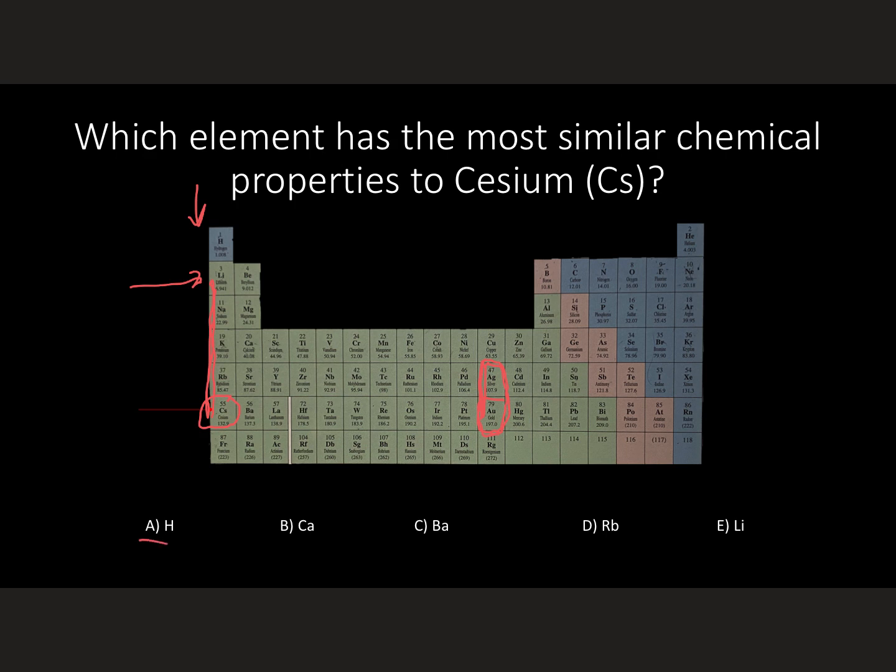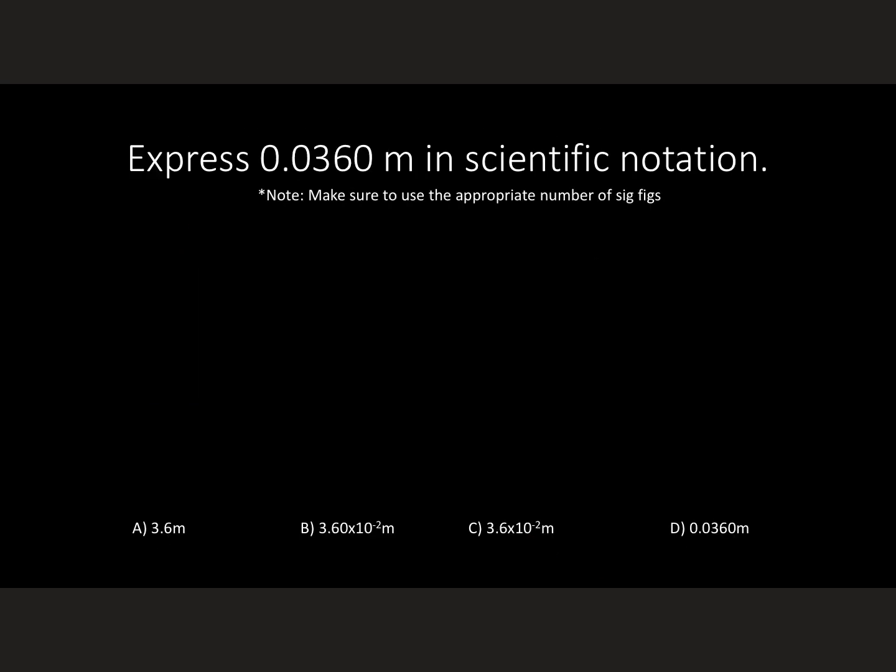So is hydrogen in the group? Yes, but it's far away and it's a little bit different from all the others since it's a gas and the rest are metals. Next is calcium, so we're right here. So we're getting warmer. Barium right next door. Then rubidium right here, and then lithium up here. So most likely it's going to be rubidium. It's in the same group. Barium's not in the same group, so most likely it's going to be rubidium. So D is the best answer.